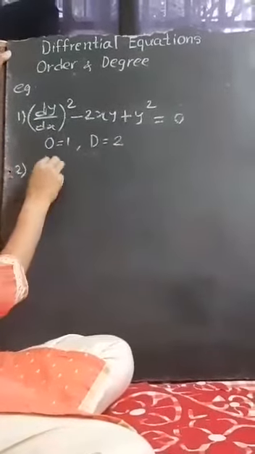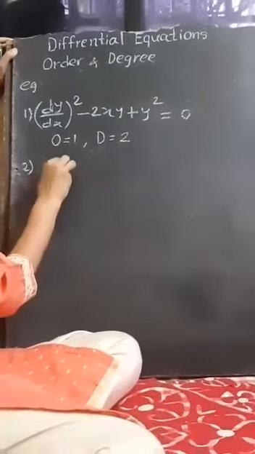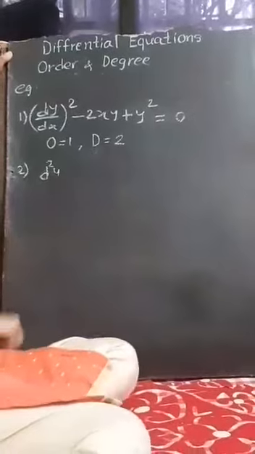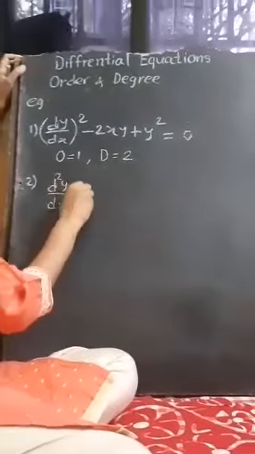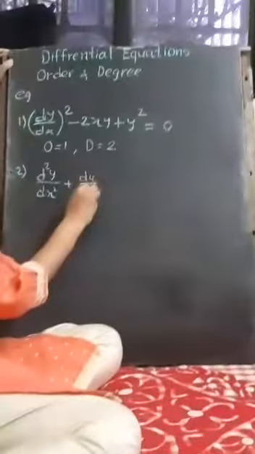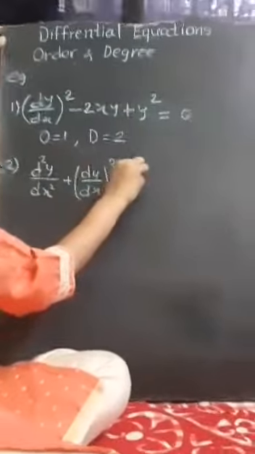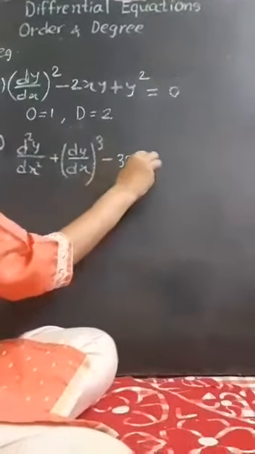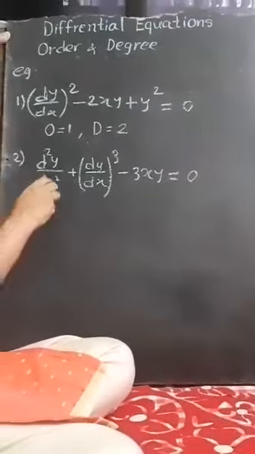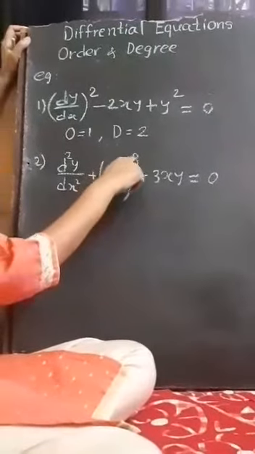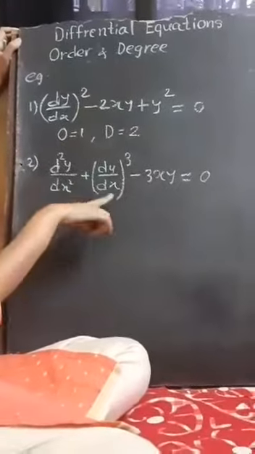I take a second example. Suppose it is d^2y/dx^2 + (dy/dx)^3 - 3xy = 0. Then you may say this is degree 3, so the degree is 3, but it is not so.